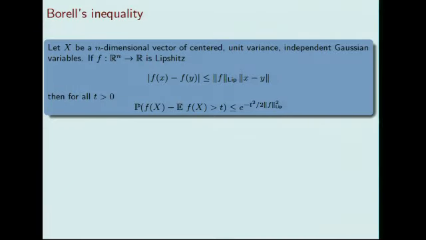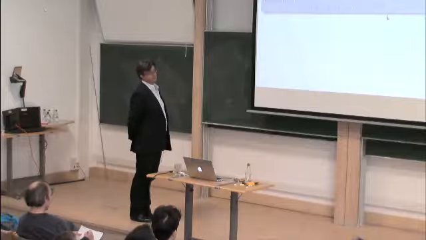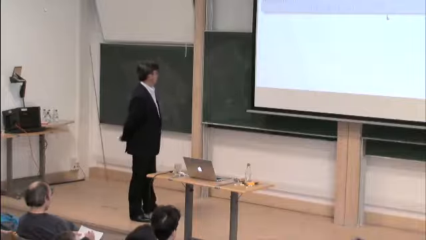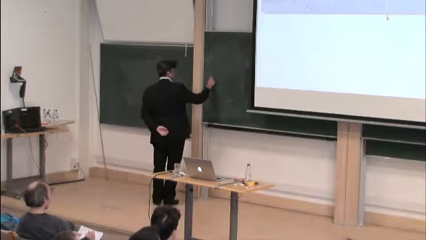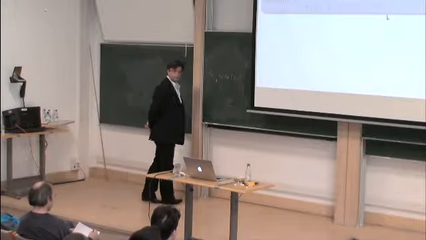Okay, and so can we justify this? One inequality that everybody in the field finds extremely useful is Borell's inequality. And what does this inequality say? It says that if I have X, which is an n-dimensional vector of centered, unit variance, independent Gaussian variables, right? So I have an array of variables x_ij. They are all independent, normal 0, 1.